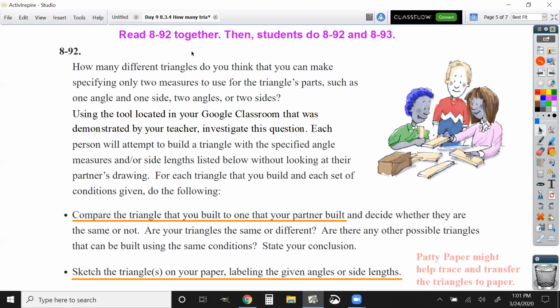Problem 892. How many different triangles do you think you can make specifying only 2 measures of the triangle's parts, such as 1 angle and 1 side, or 2 angles or 2 sides? Use the tool located in your Google Classroom that was demonstrated by your teacher. Investigate this question. Each person will attempt to build a triangle with the specified angle measures and or side lengths listed below without looking at their partner's drawing. For each triangle that you build and each set of conditions given, do the following.